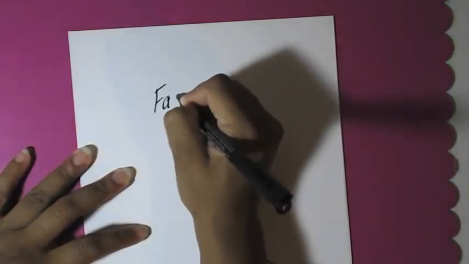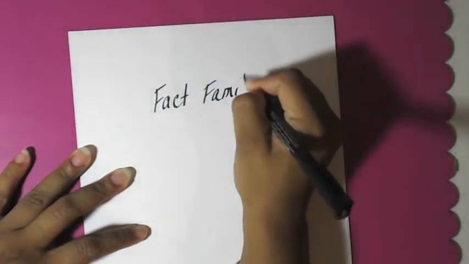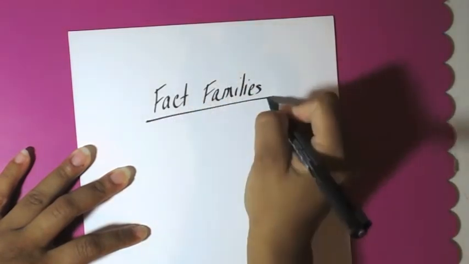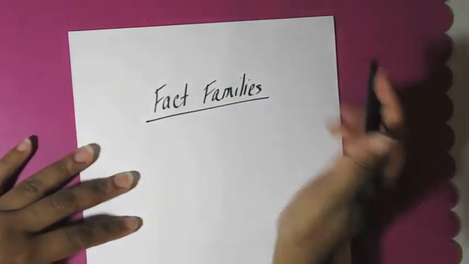Today we're going to talk about fact families. Fact families is one of the first things we did in school this year in math. So let's go ahead and get started. What are fact families? If you remember, Miss Tuzo said that fact families were a group of math equations that were related with addition and subtraction. So how do we do that?